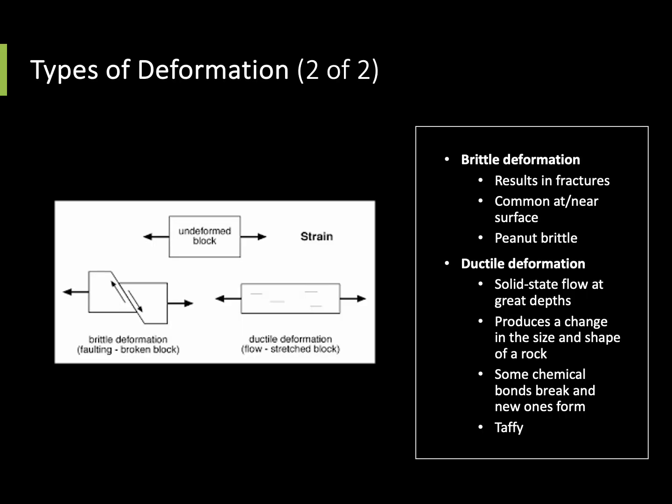When we look at rocks that are under stress, they're either going to deform in a brittle or a ductile way. Remember, ductile means that it can bend, brittle means that it breaks. So starting off with our brittle deformation, once we have a rock where too much stress has been applied, it's going to result in fractures. That rock is simply going to break into multiple pieces, and this usually happens right along the surface of the earth where it's colder and there's less pressure involved. The rocks are simply going to break just like peanut brittle does.